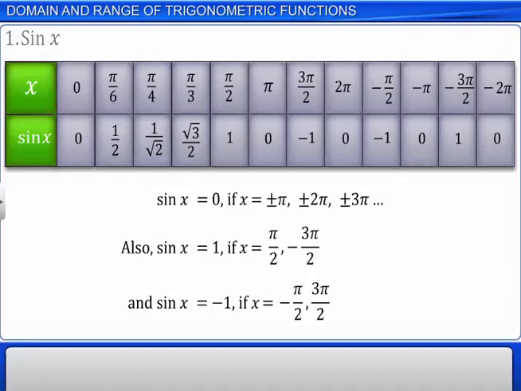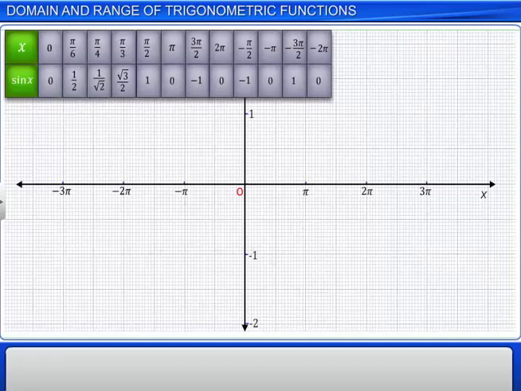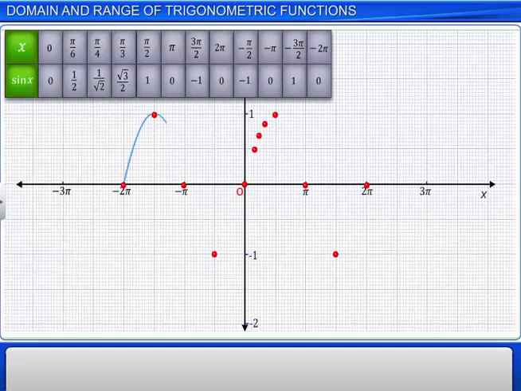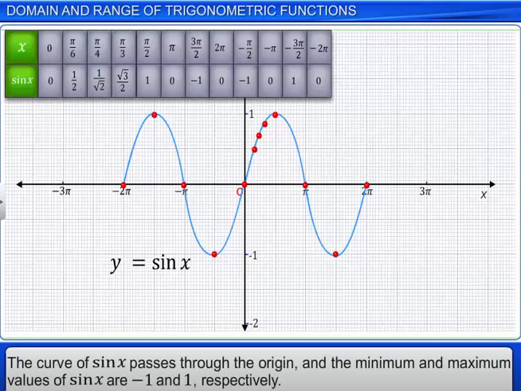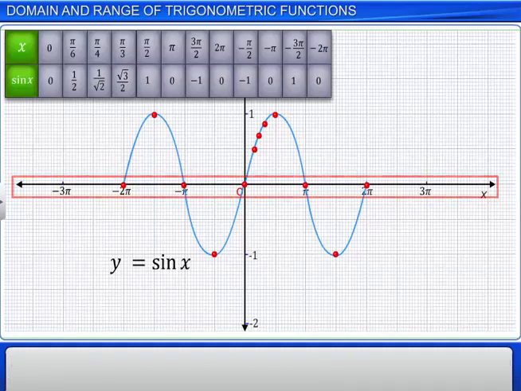Now, let us plot the values of x on the x-axis and the corresponding values of sin x on the y-axis. We get the graph as shown. From the graph, it is clear that the curve passes through the origin and the minimum and maximum values of sin x are minus 1 and 1 respectively. It is also clear that the domain is the set of real numbers and the range is the closed interval minus 1, 1.